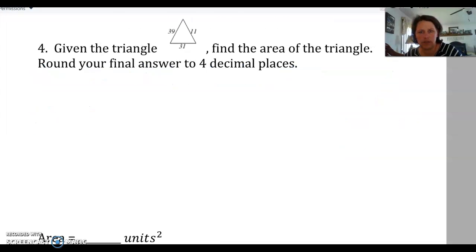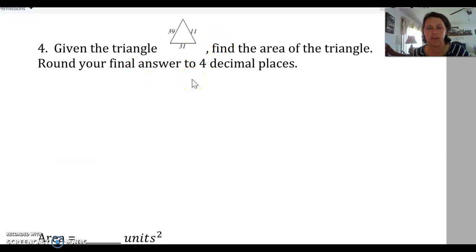Okay, moving on to example number 4. Given the triangle with sides 39, 11, and 31, we want to find the area of the triangle and round your final answer to 4 decimal places. Okay, so we want to find the area of this triangle.